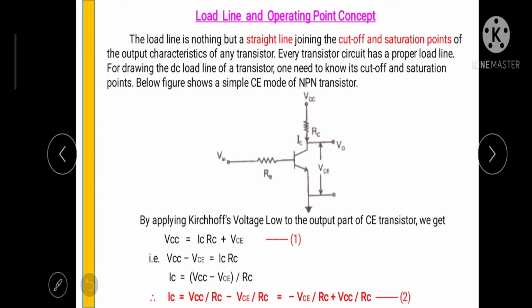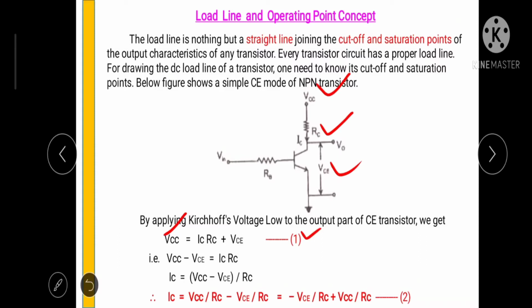Now, by applying Kirchhoff's voltage law, KVL, to the output part of this common emitter transistor circuit, as per Kirchhoff's voltage law, the applied voltage VCC is equal to the voltage drop across the collector resistor plus the voltage drop across the transistor. That means we can write the equation as VCC equals ICRC plus VCE. Here ICRC is the voltage drop across collector resistor RC. Let's name this equation number 1.